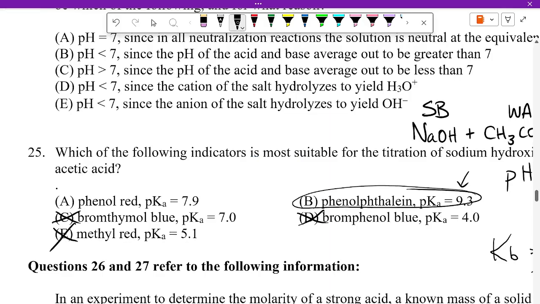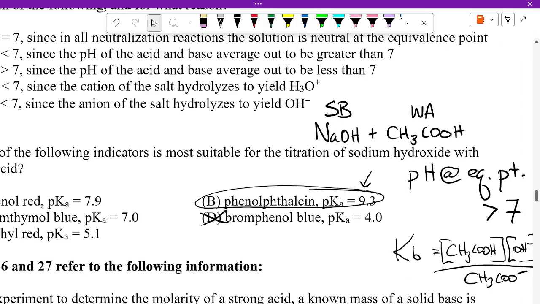7.9 just seems too low. It's not that much bigger than 7. It's really close to 7. Yes? And we want it to be greater than 7. What's causing it to be greater than 7? The hydrolysis of that acetate ion, because that's what you're going to end up with as your product. Other questions?